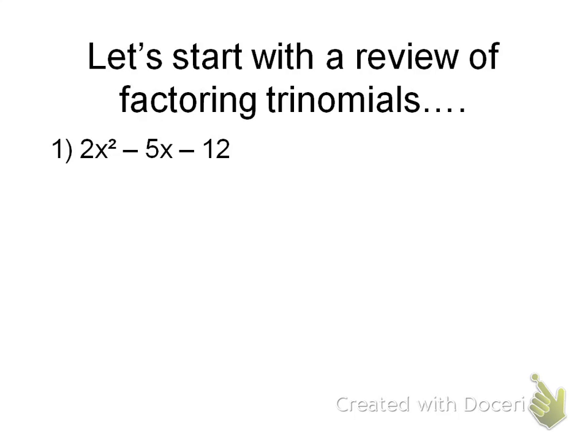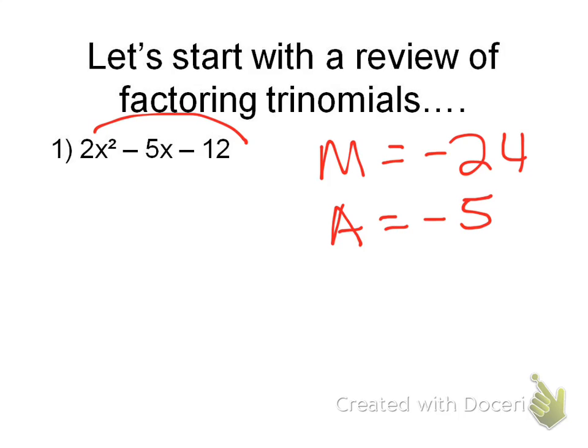So this first one is just factoring a trinomial. How do I factor something like this? Yeah, multiply, add. And remember, the first times the third is your multiply number. So our multiply number here is negative 24. Our add number is negative 5. So what would we get? Yeah, the 8 needs to be the negative. So it would be x minus 8, x plus 3.